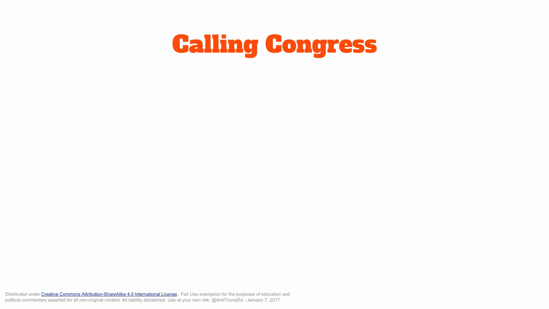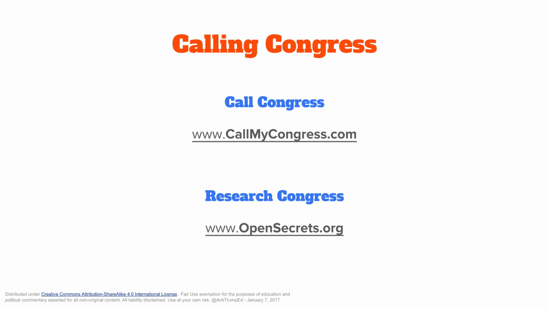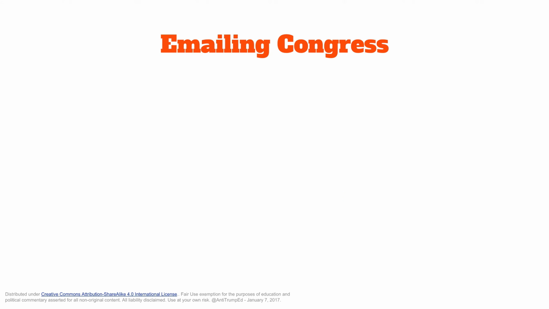Now, if you're going to call Congress, it's easy to find the information. You can go to callmycongress.com, and to get background research about any individual member, go to opensecrets.org. Now, for emailing Congress, there's a useful trick to know here. Both the House and Senate use standard formats for every staffer's email address.